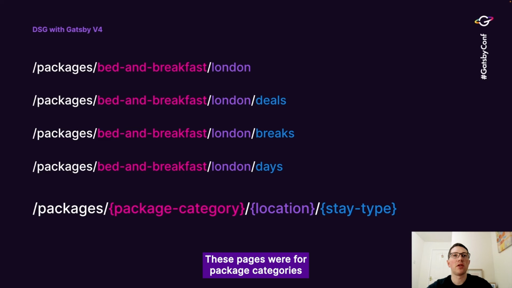These pages were for package categories on the site and were effectively different combinations of package categories, locations, and state types. And these were currently being server-side rendered on the existing site. And while with v4 we could have also used server-side rendering for these pages, since the data was going to be the same for every user, DSG made more sense and gave us the best of both worlds, with reduced build times and pages that were still fast for the first user, but then SSG fast for others.